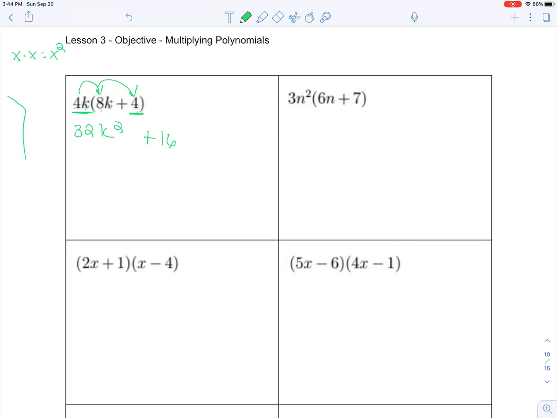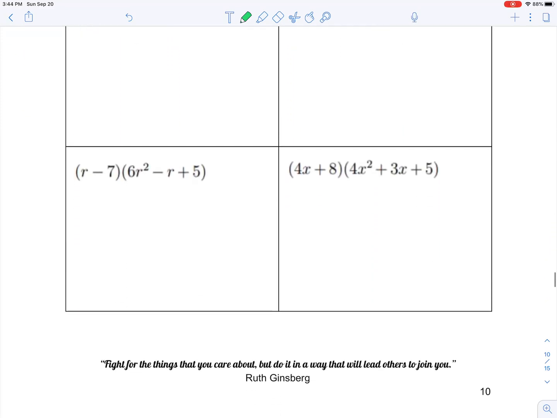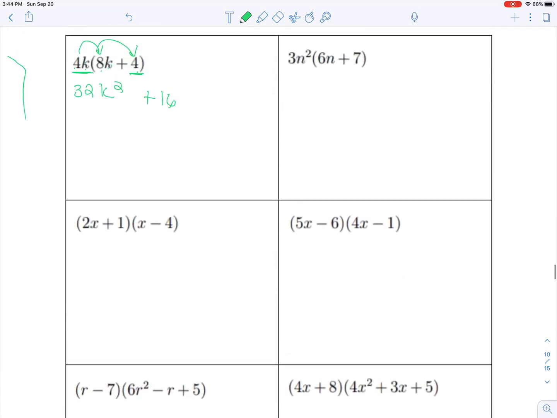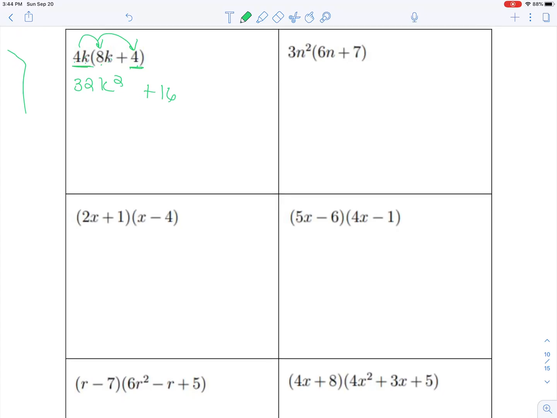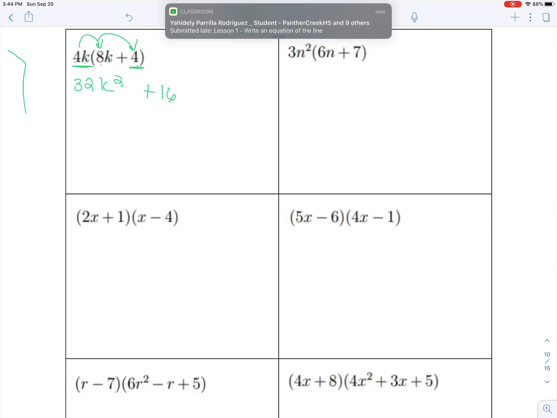Okay, for this one, I'm going to do all the ones on the left, and then I'm going to ask you to pause the video and do the ones on the right. Okay, so the next one on the left, we have 2x plus 1 times x minus 4.